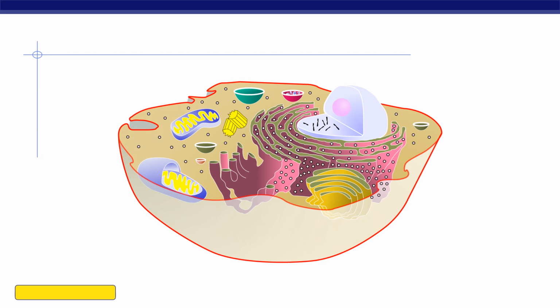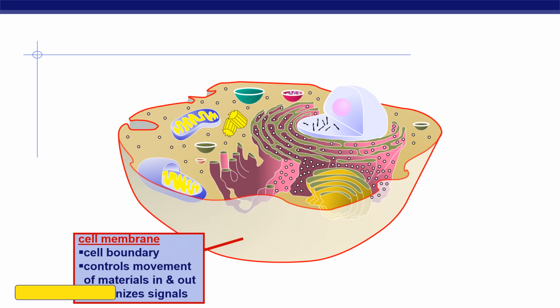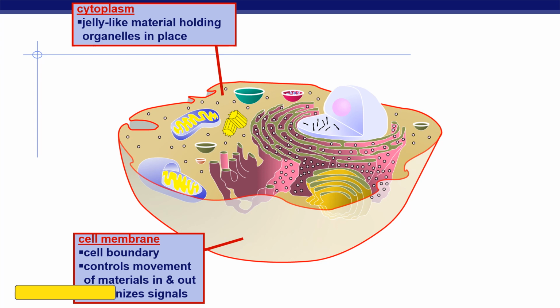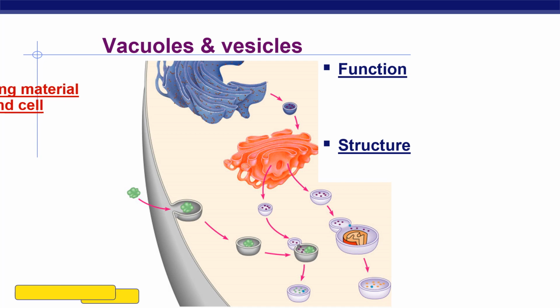Look at it. You have seen the red one, the lines there. As you can see here, we have the cell membrane, as we made mention. It controls the movement of materials in and out. It is considered the cell boundary, and it recognizes the signals. Now, there is a jelly-like material holding organelles in place, and that is what we call the cytoplasm.